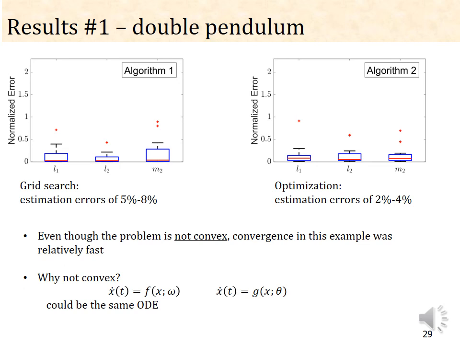I have to say now why this problem is not convex. And I will explain it. It's not that it can't be convex, it's rather that more often than not, you would expect it to be non-convex. Suppose this is the parameterization of your problem. Then I can suggest a different parameterization of the ODE. So instead of omega, there will be theta, instead of f, there will be g.